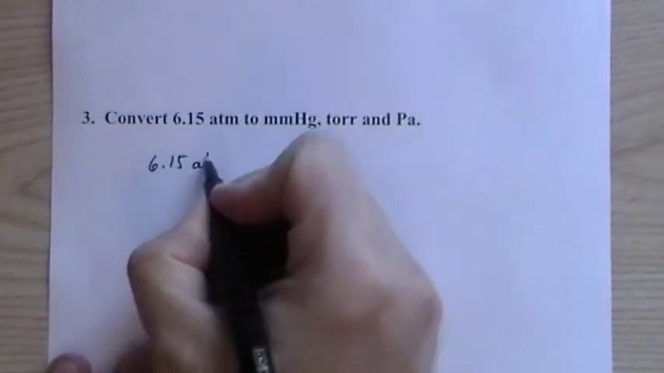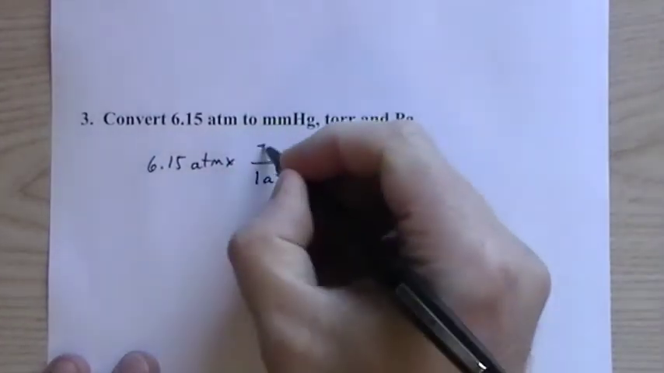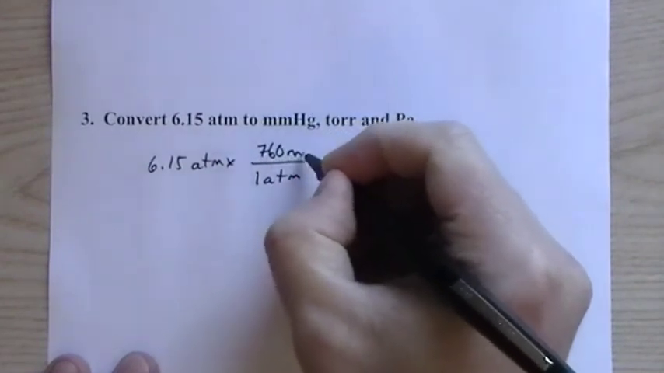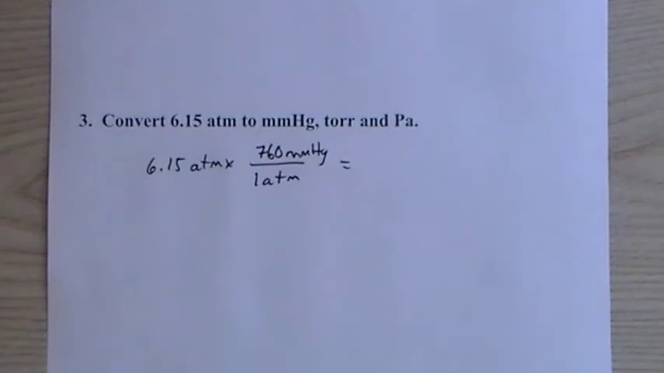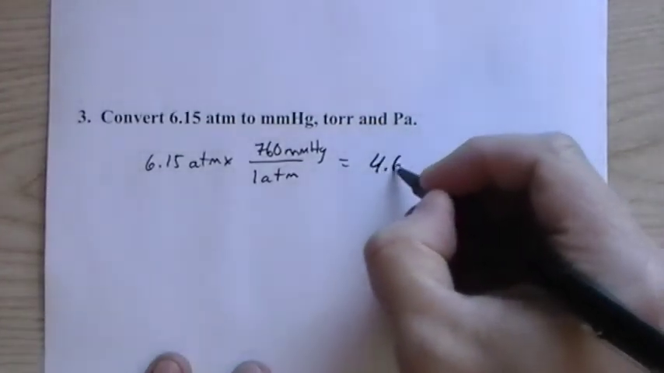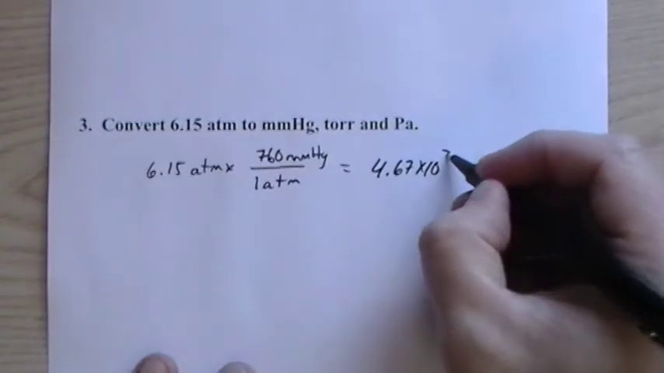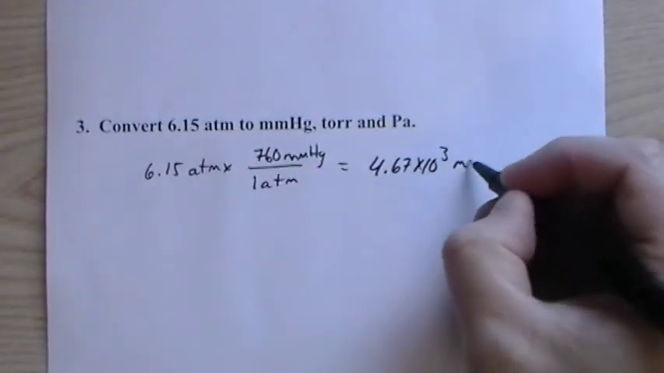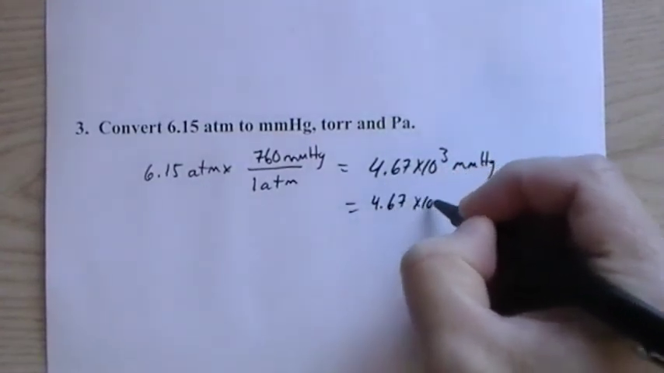Converting atmospheres to millimeters of mercury, we'll go back the other way. Converting between atmospheres and millimeters of mercury happens quite a bit, so we should be able to do that. So we have 6.15 times 760. And we get 4.67 times 10 to the third millimeters of mercury, which is also the number of torr.